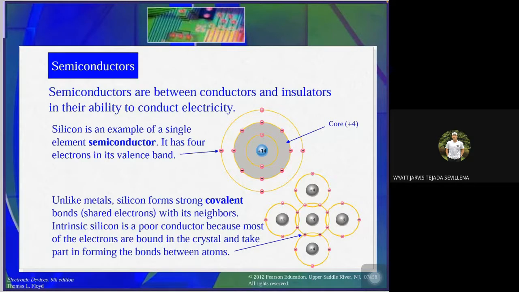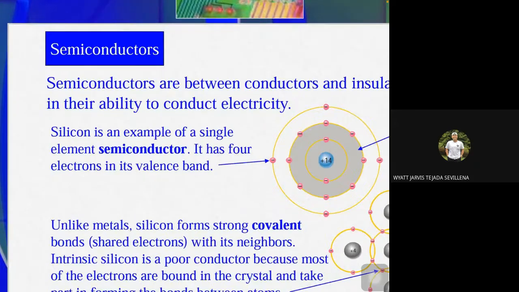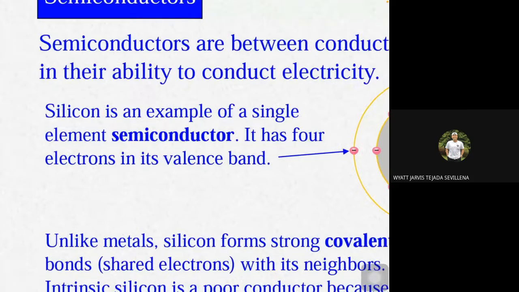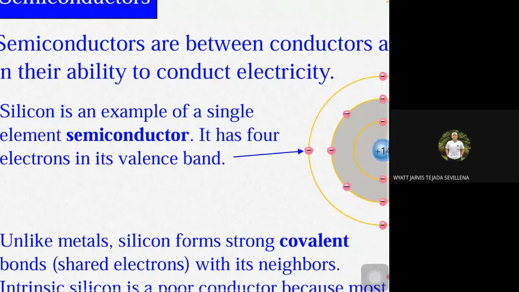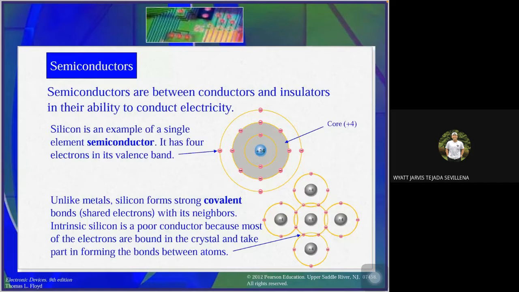Semiconductors, with respect to valence electrons, have four valence electrons. Silicon is one of the best examples of semiconductors. It also has 4 valence electrons. If there are some of you who have already browsed our textbook in chapter 1, there's also another element together with silicon that is also a semiconductor.